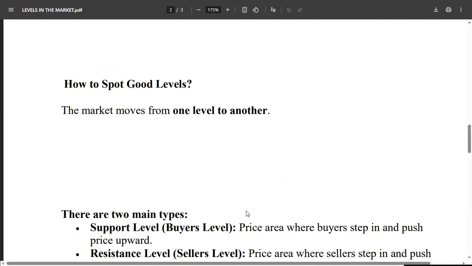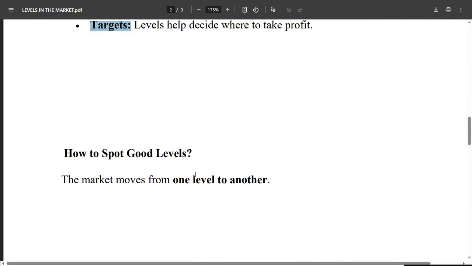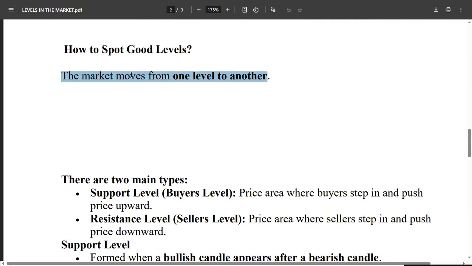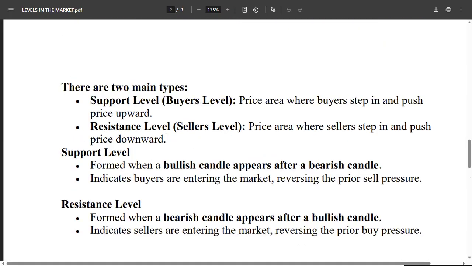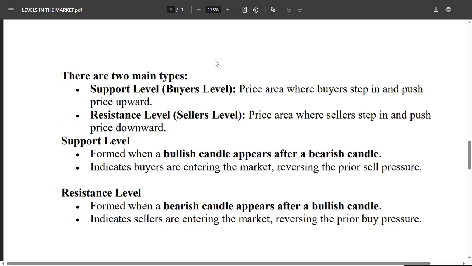So how do we mark levels in the market? How to spot the levels? Mainly the market moves from one level to another. So if the price moves from one level to another, we need to know how to spot these levels. Now, in this series of simple price action, and this is the first episode, more like an introduction, we use candlesticks to mark these levels.